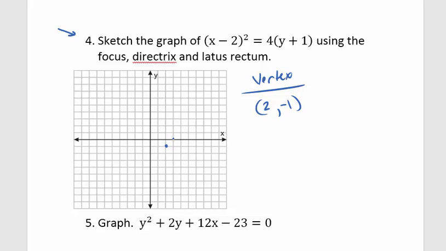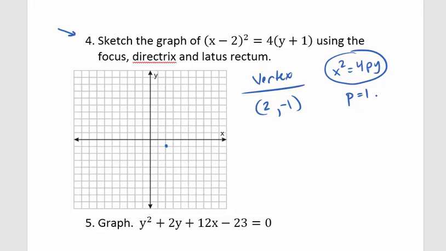Now let's take a look at the general form. The general form here is an x squared equals 4py equation. So this is a positive situation. So this is going to be opening up. If this was negative, it would be opening down. But since it's positive here, we're going to open up. Since this is just 4 here, it's telling me that P is equal to 1.